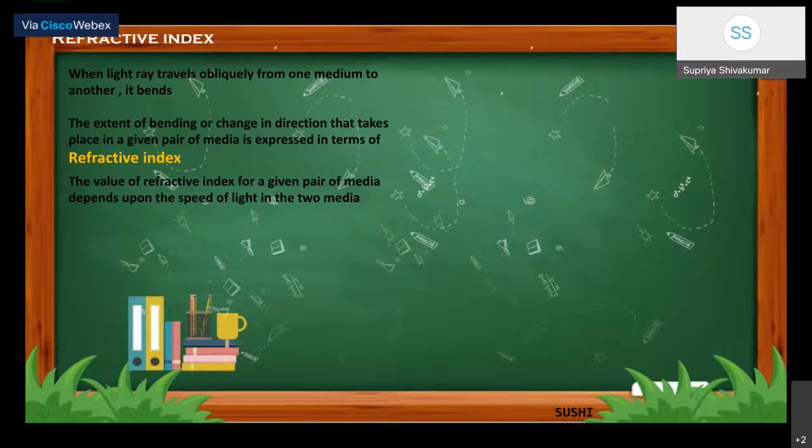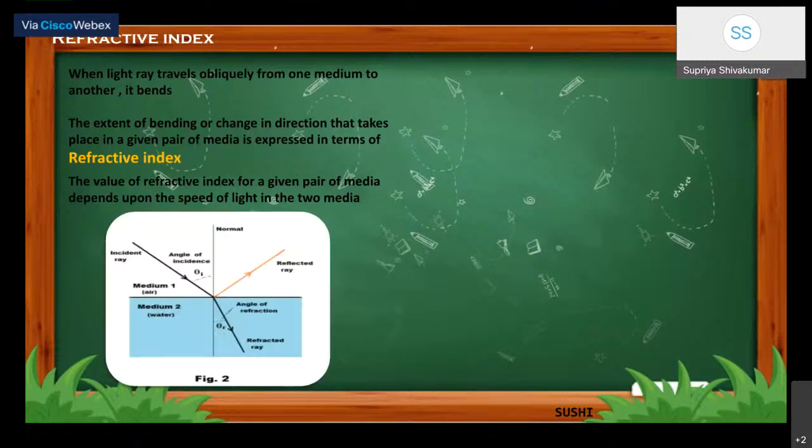The value of refractive index for a given pair of media depends upon the speed of light in the two media. Okay, next, I think you can see a diagram which I have put up here.